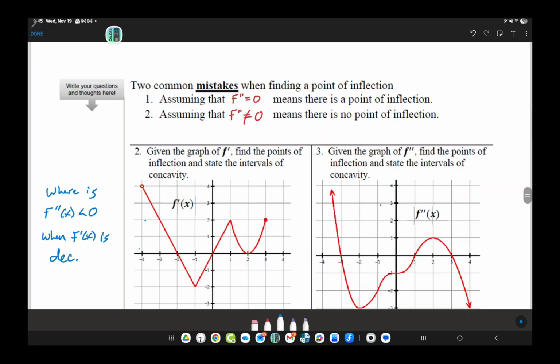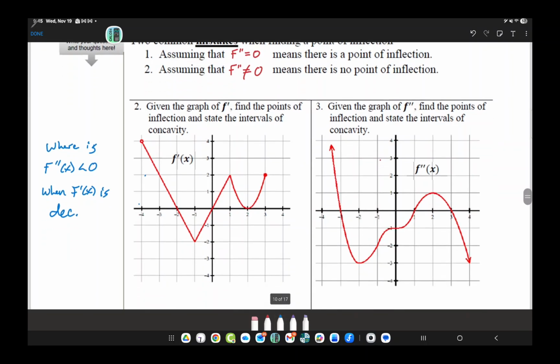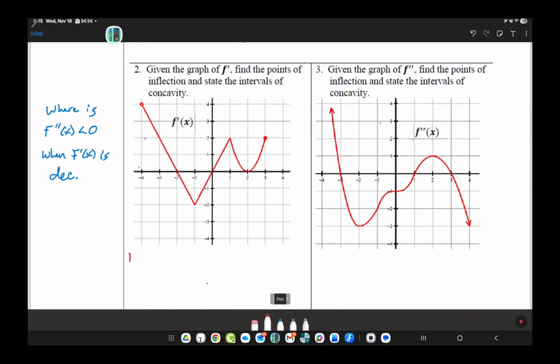So if we have the graph of the first derivative, we can say it's concave down wherever f prime of x has a decreasing slope, has a negative slope. So where do we have a negative slope? Yep. So I'm just going to use CD for concave down and CU for concave up because I don't feel like writing it all out. So concave down from -4 to -1, and where else? 1 to 2. All right. Concave up, where it's positive, that will be from -1 to 1, and 2 to 3.